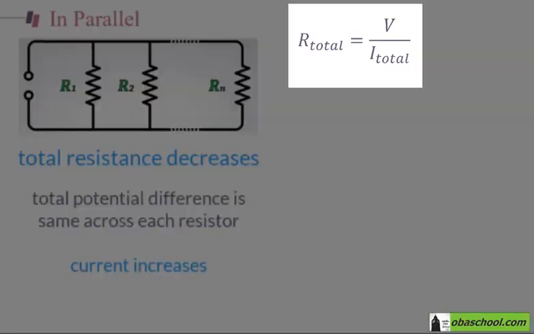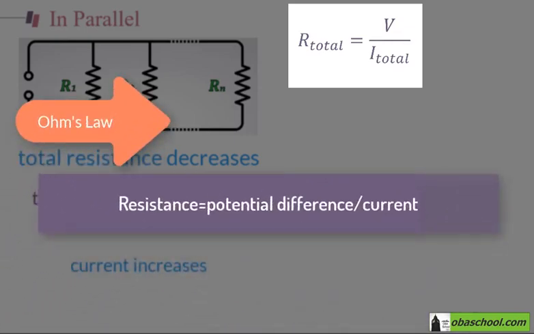The total resistance is equal to the battery potential difference divided by the total current. How is that? Let's recall Ohm's law. The resistance is equal to the potential difference divided by the current. So for the total resistance, we're going to take the total potential difference that is supplied by the battery, so it's the battery potential difference, divided by the total current.